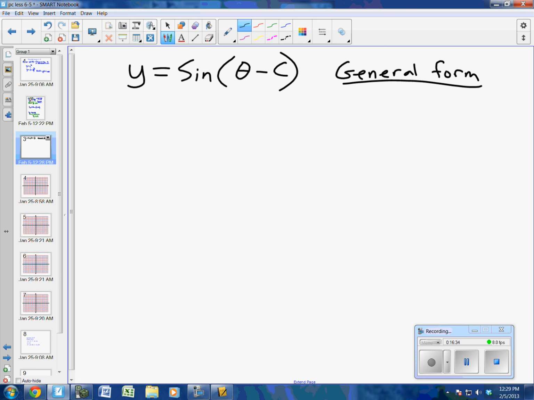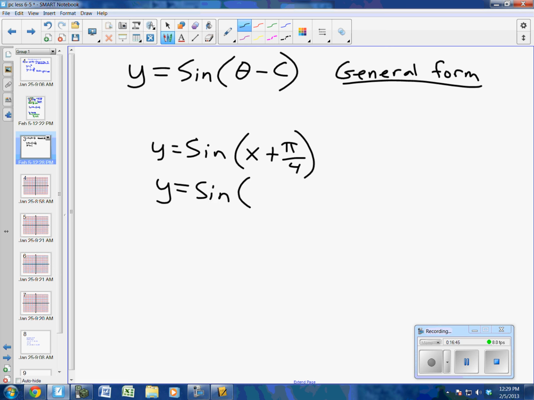Okay, and so when I did that one back there where it said y equals sine of x plus pi fourths, really, that was the same as sine of theta, I'm supposed to use theta now, right? Sine of theta minus a negative pi fourths, wasn't it? You guys see that? Minusing a negative pi fourths is the same thing as adding, right? And so you can see that the reason it shifted left is because it was actually a negative pi fourths. But do you remember on horizontal shifts, it shifts in the opposite direction of whatever sign is out front?